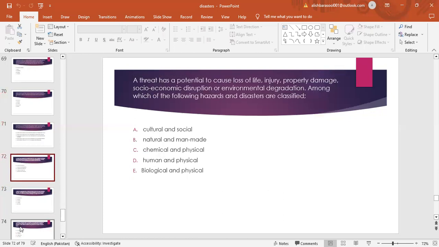A threat has a potential to cause loss of life, injury, property damage, socio-economic disruption, environmental degradation. Among which of the following are hazards and disasters classified? A. Culture, social. B. Natural and man-made. C. Chemical and physical. D. Human and physical. E. Biological and physical. Yes, B is the right answer.